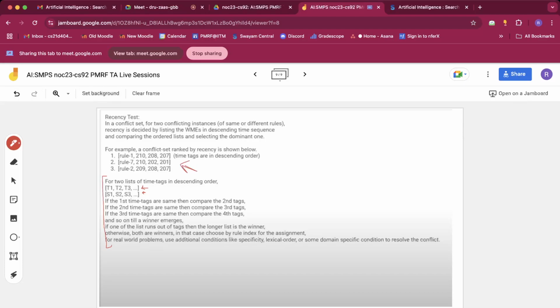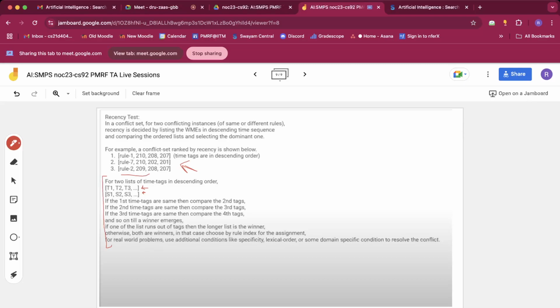So here you see that rule 1 has 210 first, which is greater than 208, which is greater than 207. Rule 7 has 210, which is greater than 202, which is greater than 201. So each of these has the timestamps arranged in decreasing order internally. Next, they are ranked in decreasing order by comparing one column of timestamps at a time. Rule 1 and rule 7 have 210, 210 at the beginning, so they are equal. Rule 2 has 209, which is less than 210, so this comes at the bottom.